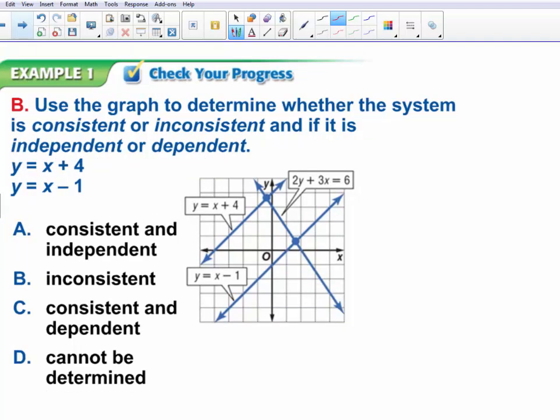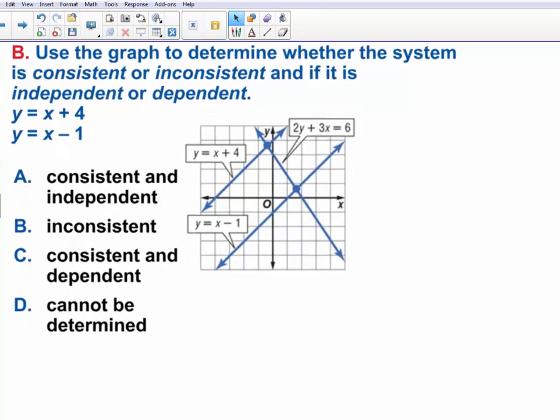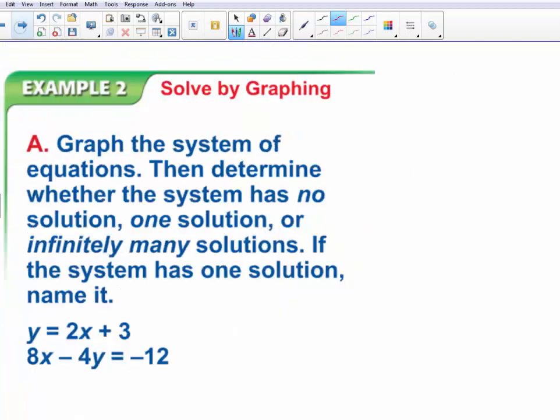Okay, B, again, same thing. Take a look at this, do this on your own first, and then hit play and see if you get it correct. You're doing the x plus 4 line, which is here, and the x minus 1 line, which is there. Hopefully you hit pause, and now hit play. Okay, so that was inconsistent. Those lines are both parallel, they never touch.